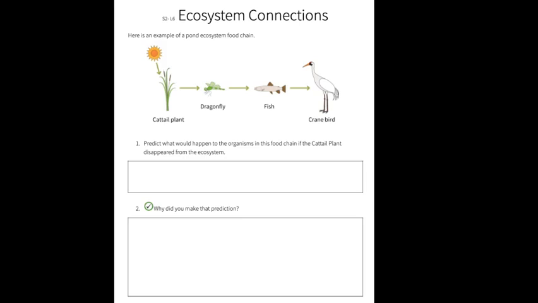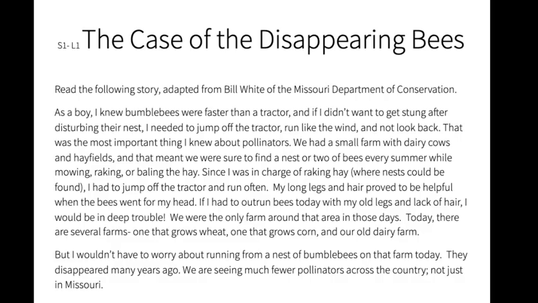In the Evaluate portion of the lesson, give students this journal page on ecosystem connections, asking them to make predictions about what may happen to the other organisms in this pond ecosystem food chain if the cattail plant disappeared. Finally, return to the unit Phenomena of the Disappearing Bees in Bill's story, asking students what we have figured out in this lesson that might help develop a solution to this problem. It may be helpful to continue recording their ideas on chart paper as evidence of how their thinking on this phenomena is changing over time.